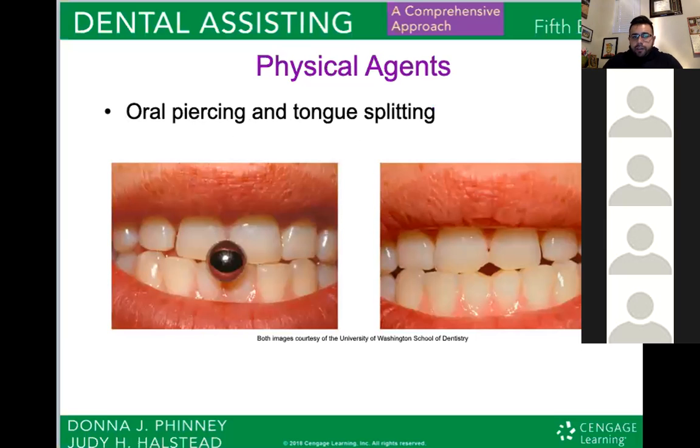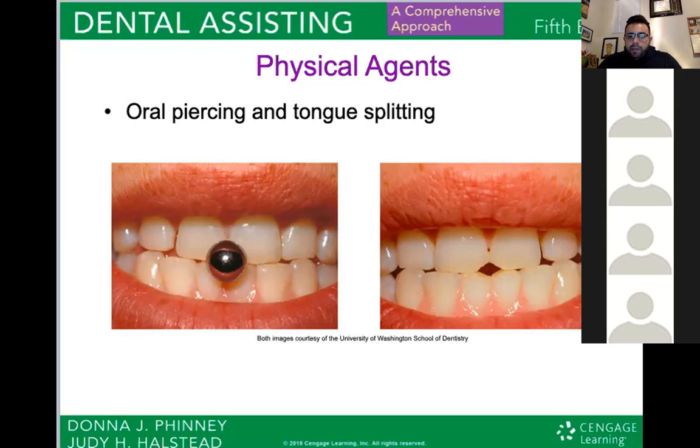Other physical agents include oral piercing and tongue splitting. Potential issues with self-expression include oral piercing. This can often lead to tongue swelling and sometimes can become infected or cause teeth and tissue damage. Metal hypersensitivity can occur, scar tissue development, and problems with chewing is common. Speech can also suffer, and bacteria can be introduced and more difficult to clean around, especially around tongue piercings.